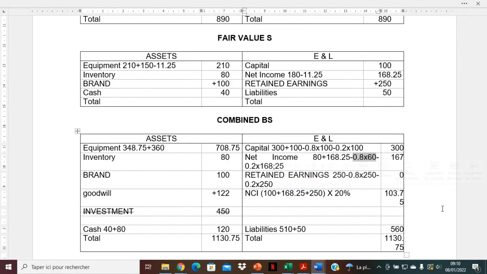Okay. And then we are good. And we have the final numbers in my consolidated balance sheet.